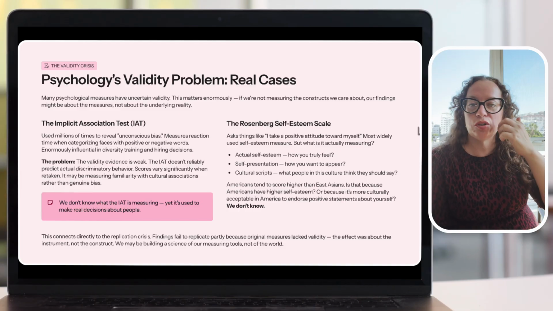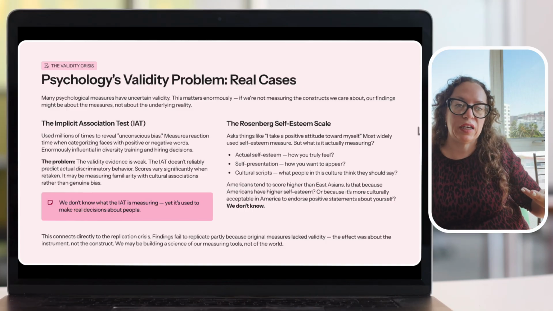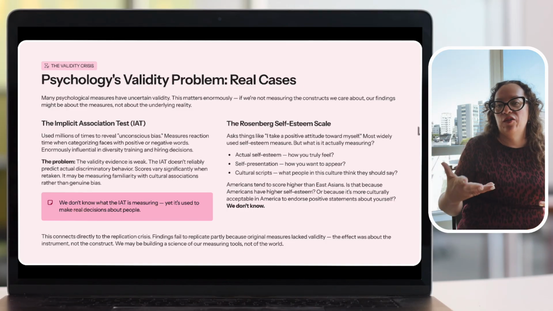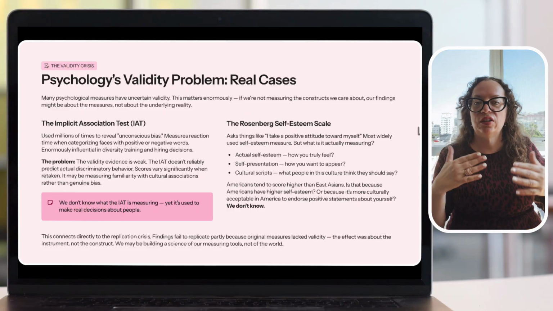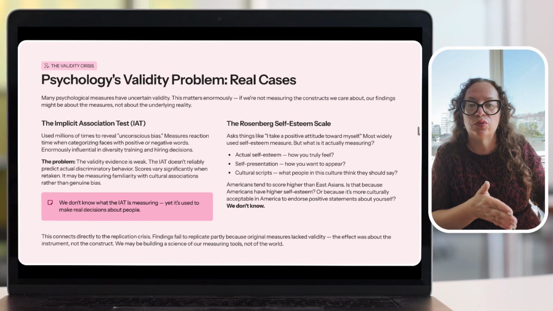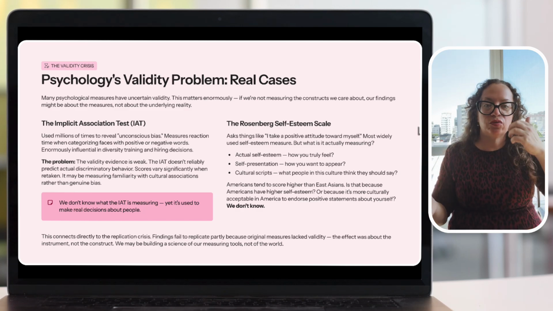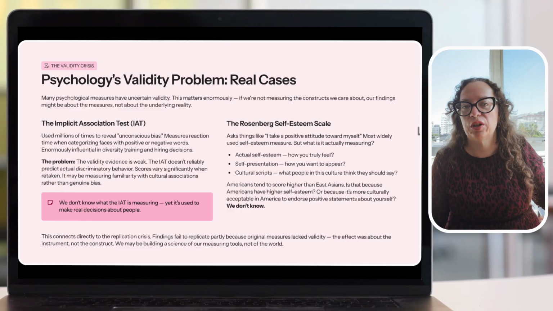hopefully you've heard of this. It's been used millions of times. The idea is that these tests reveal unconscious biases, prejudices that you have but you aren't aware of. So the way it works is you quickly categorize words and images, and the test measures your reaction times. If you're faster at associating black faces with negative words and white faces with positive words, that's supposed to indicate that you're racist. You have anti-black bias.